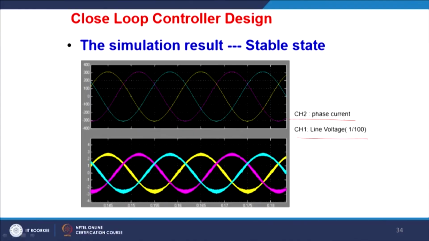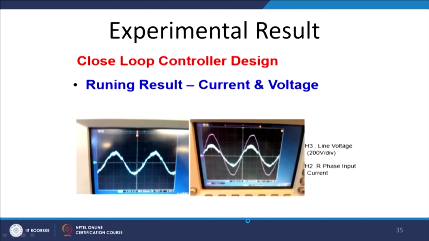Of course, you can have a phase lead or phase lag; other options are possible. This is the three phase current, and this is the corresponding voltage: the upper one is the phase voltage and the lower one is the phase current. These are some simulation and experimental results. This is a current waveform, and this is the voltage and current waveform. You can see that they are in phase.